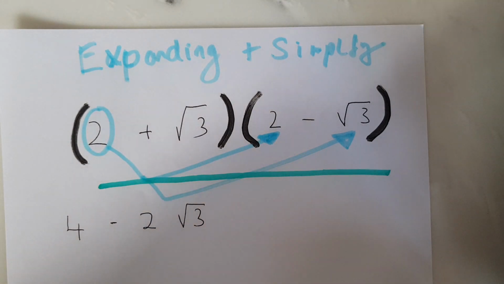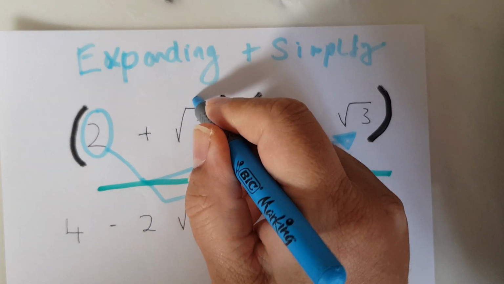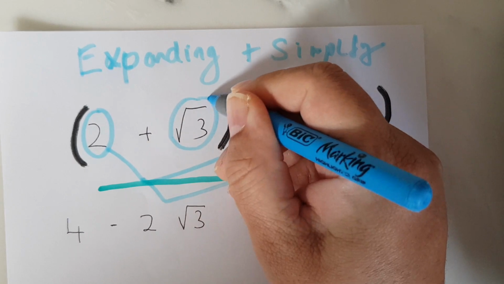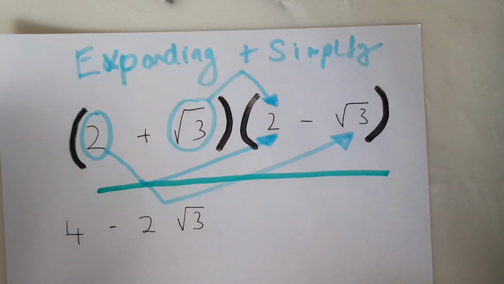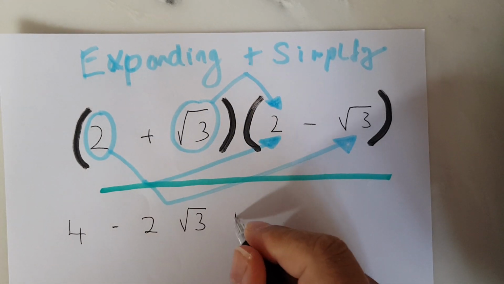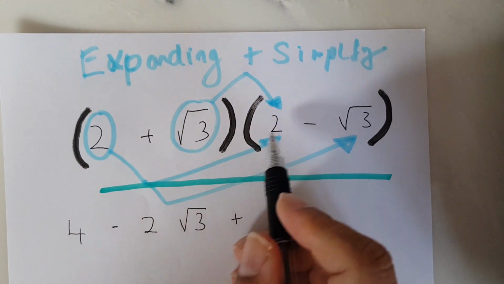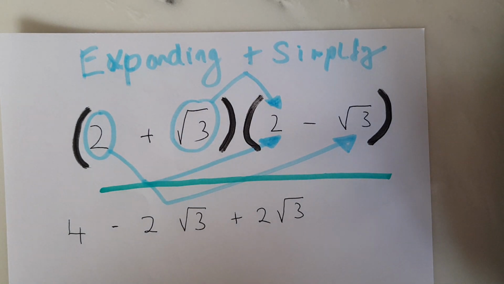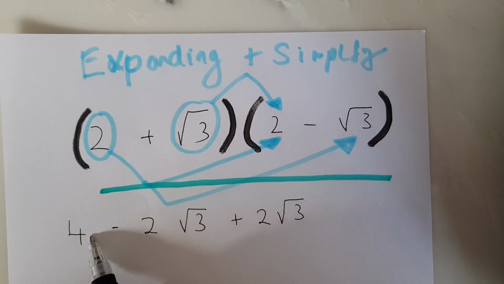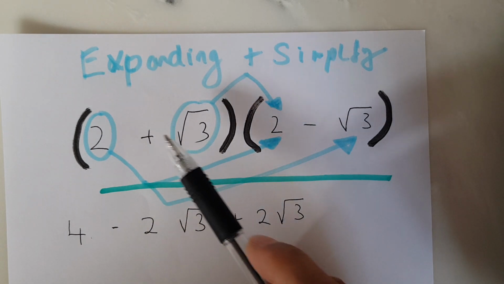Okay? Now, we do the second one. We do square root 3 times 2. Square root 3 times 2 is a positive. It's a positive there. So 2 square root of 3. Okay? So 2 times 2 is 4. 2 times square root of 3 is 2 square root of 3, but it's a negative.